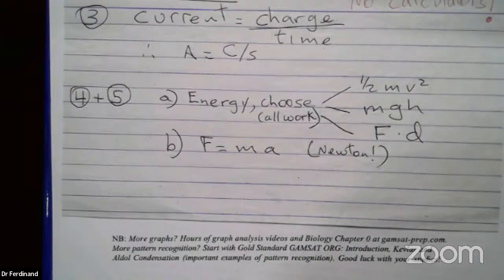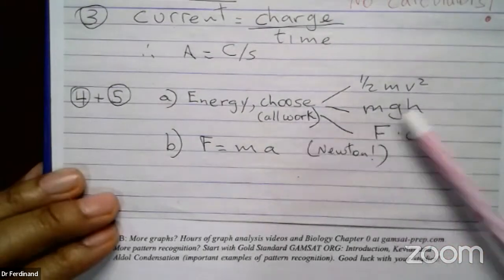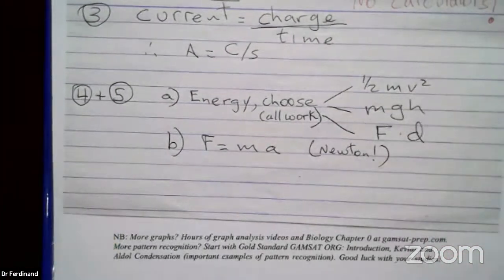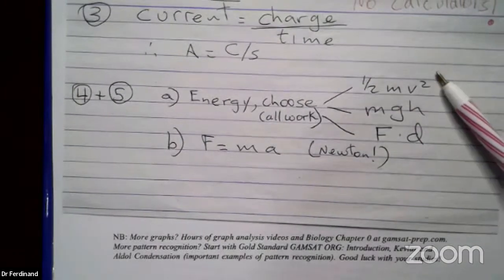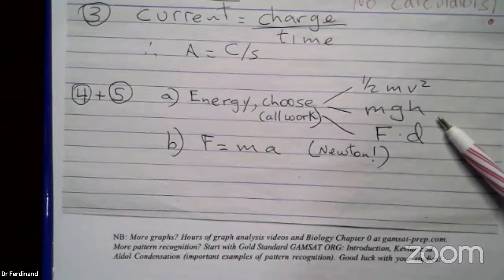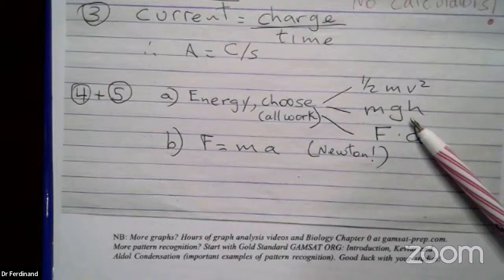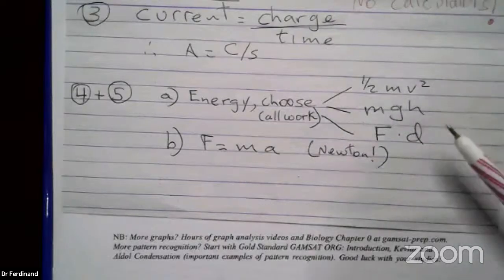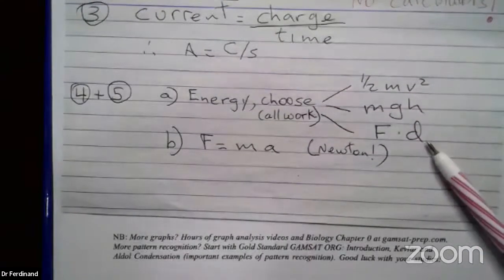So the two ideas here is that for energy, there's kinetic energy, which is 1/2 mv squared. That's 1/2 mass times velocity squared. There's potential energy, which is mgh, mass times gravity times height. And then there is work, and work is force times distance.